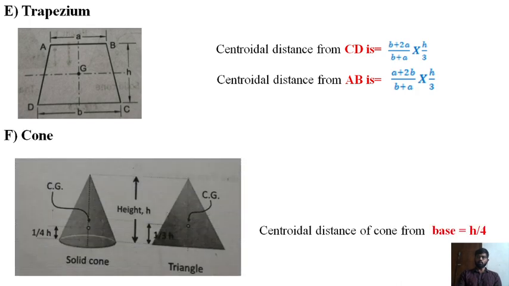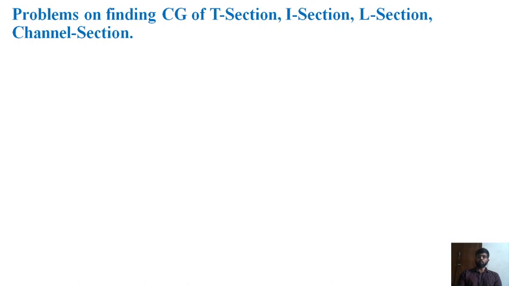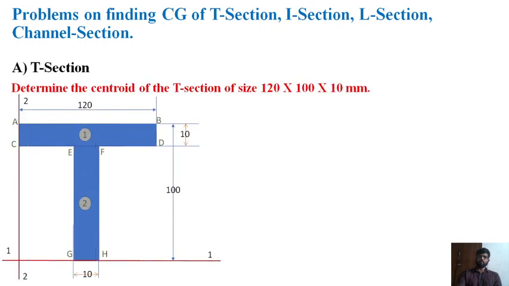And last one, cone. The centroidal distance of cone from base is equal to h by 4. Now we'll see some problems on finding center of gravity of T section, I section, L section, channel section. We'll see one by one. The first one is T section.